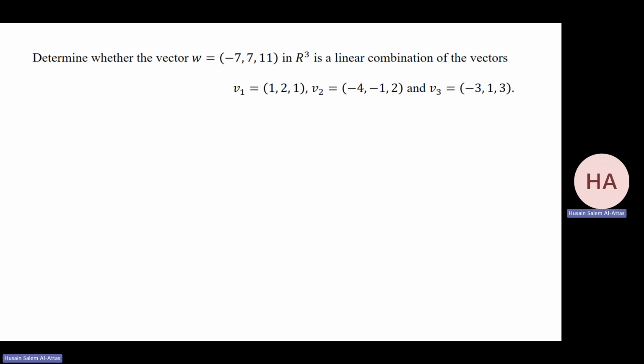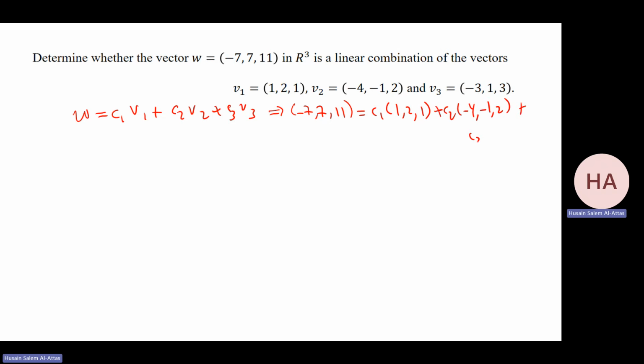Let us see. Let me do it right away with the Gauss elimination. I have W will be C1 V1 plus C2 V2 plus C3 V3. That means we have what? The system. Let me write it. Minus 7, 7, 11 equals C1, 1, 2, 1 plus C2 minus 4, minus 1, 2 plus C3 minus 3, 1, 3.